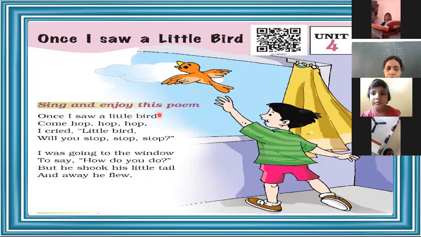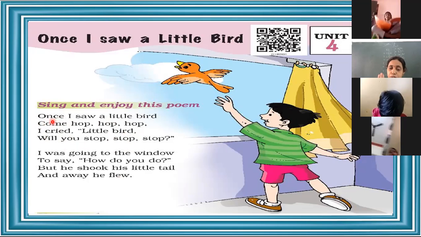Once I saw a little bird come hop, hop, hop. I cried, little bird, will you stop, stop, stop? I was going to the window to say, how do you do? But he shook his tail and away he flew. Yes. Let me sing once again, children. Once I saw a little bird come hop, hop, hop. I cried, little bird, will you stop, stop, stop? I was going to the window to say, how do you do? But he shook his little tail and away he flew. Children, did you enjoy the poem? Hope you all enjoyed the poem.